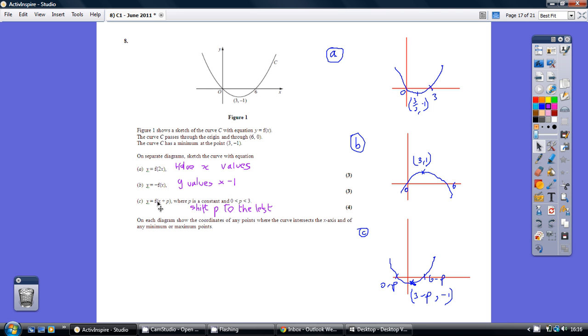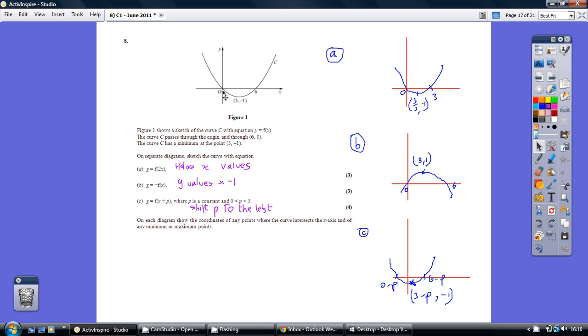Now for part C, we're inside the bracket, so that's affecting the x values, and it's doing the opposite to what we'd expect. So it's actually doing a minus p to all the x values. Now we're told that p is between 0 and 3, so think about this curve moving to the left, but by less than 3, so the minimum is still going to be in this third quadrant.